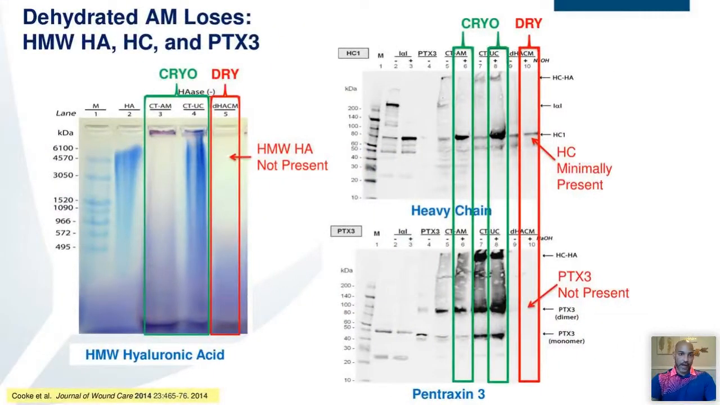You can see here assays looking for the HC-HA/PTX3 in both cryopreserved and dehydrated. It's hard to tell here. This is dehydrated amniotic membrane. This is cryopreserved amniotic membrane. You can see the presence very much happening with high molecular weight hyaluronic acid, and not so much with dehydrated, as well as the heavy chain being minimally present here but very present here, and the pentraxin 3 being very present here and almost absent here.